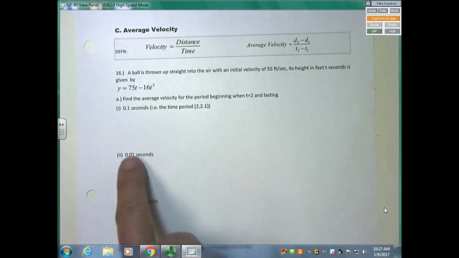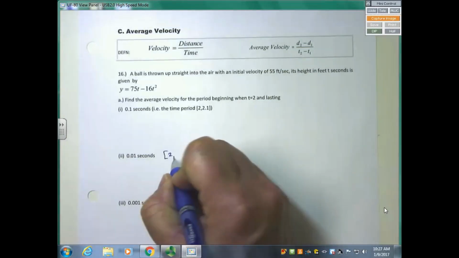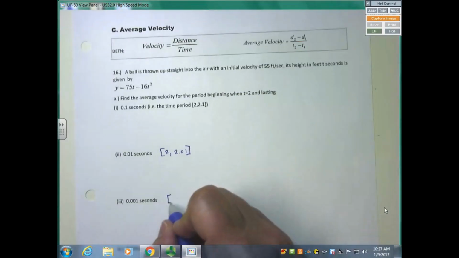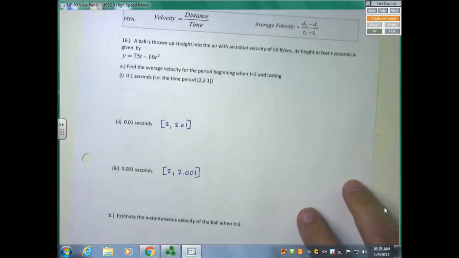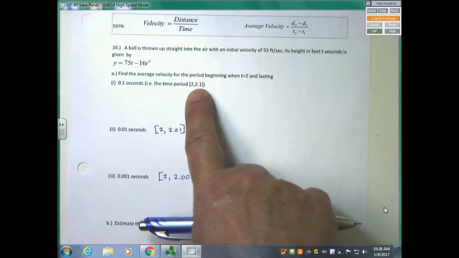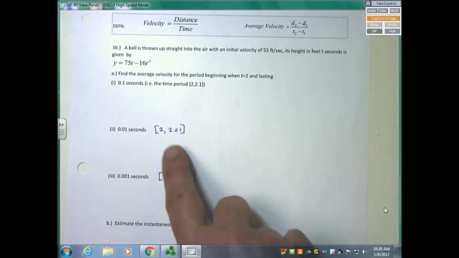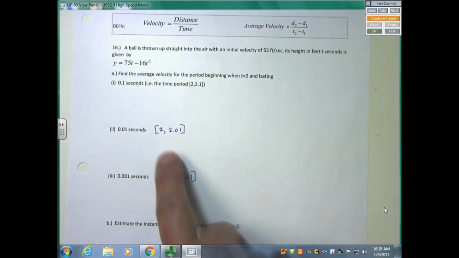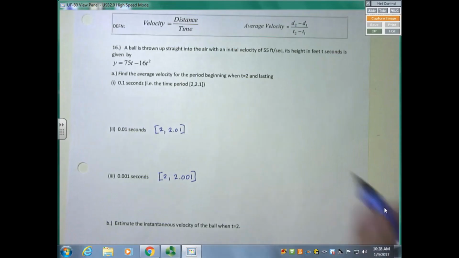Then we want to do the same thing going from 2 seconds to 2.01 seconds. Okay? And then we're going to do the same thing. We want to go from 2 seconds to 2.001 seconds. So notice what we're doing. This interval from 2 to 2.1 is not very big. Okay, it's a tenth away from one another. But then we're going just from 2 to 2.01. So now we're only a hundredth away from each other. And then we're a thousandth away. So we're kind of squeezing that gap.